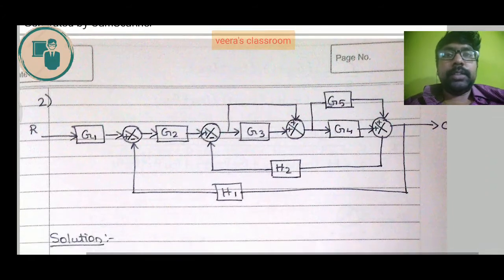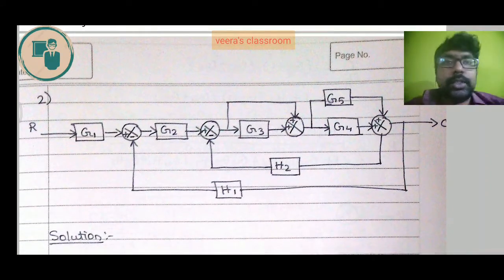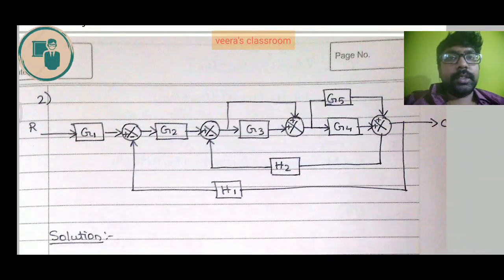Here we have another problem. In this problem, we have the transfer functions G1, G2, G3, G4 and G5, so 5 transfer functions, and 2 feedback elements H1 and H2. Whenever we are looking at block diagram reduction, we are supposed to find whether there is a series or parallel component that can be reduced. This is the first step to be done.